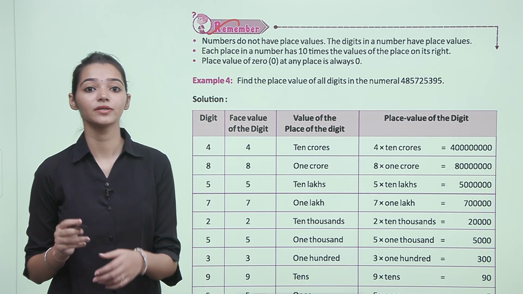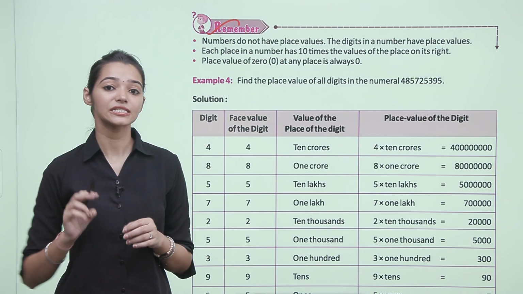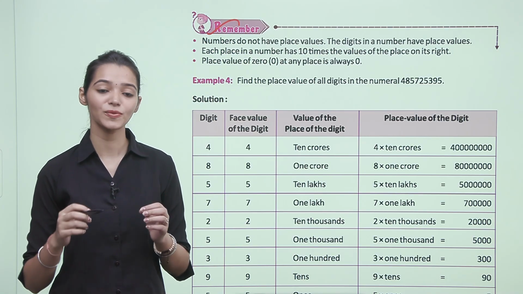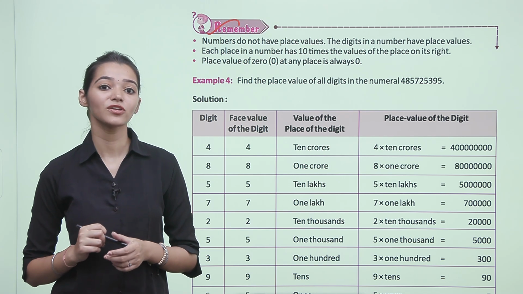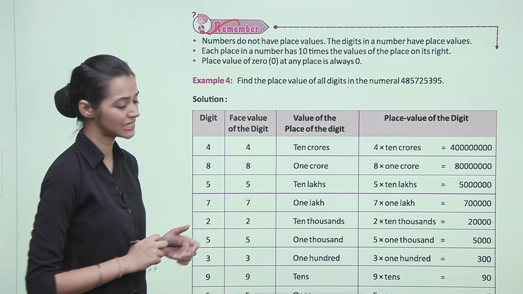Now always remember, numbers do not have place values, the digits in the number have place values. Each place in the number has 10 times the value of the place on its right. So the place value of 0 at any place is always 0.